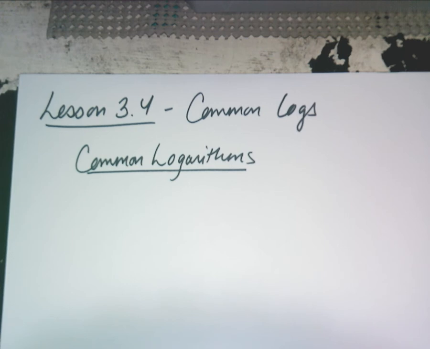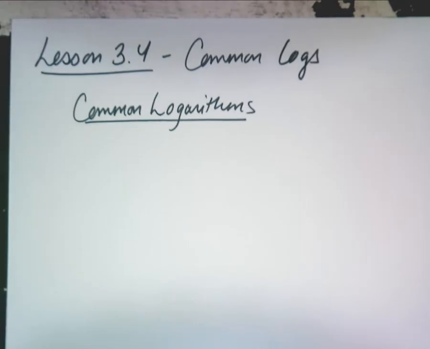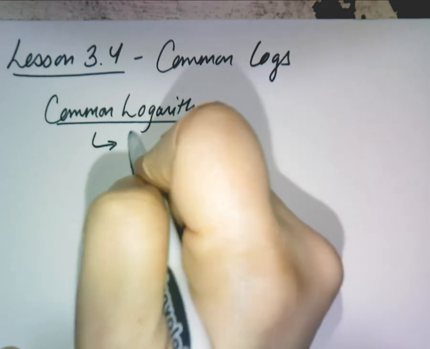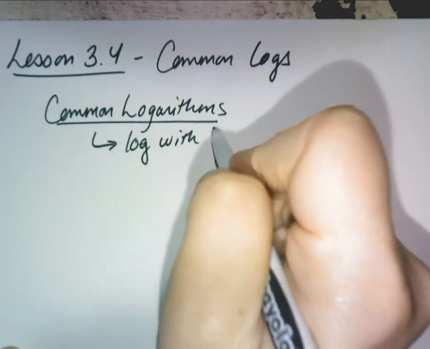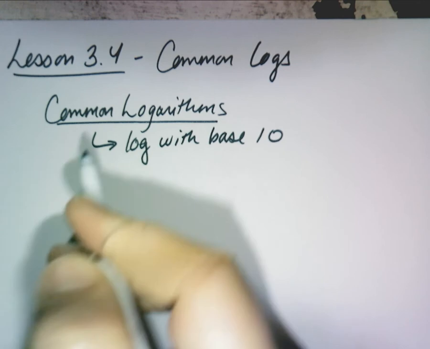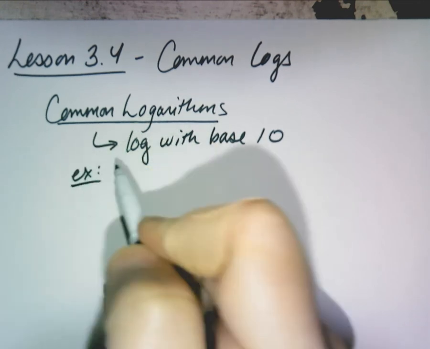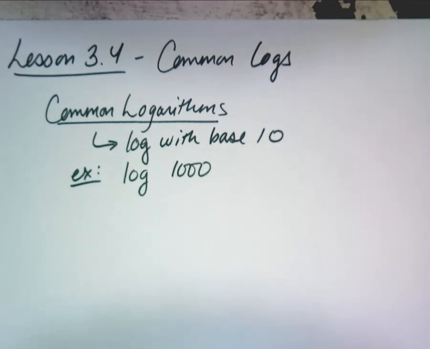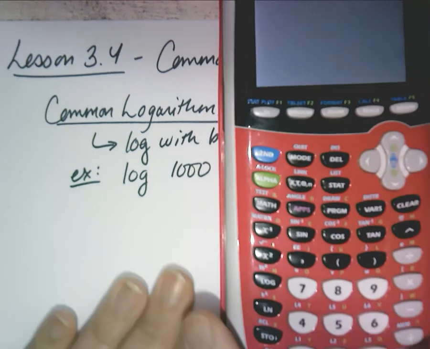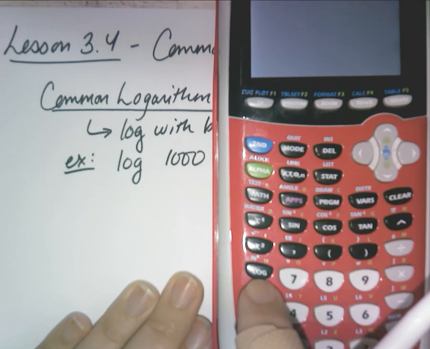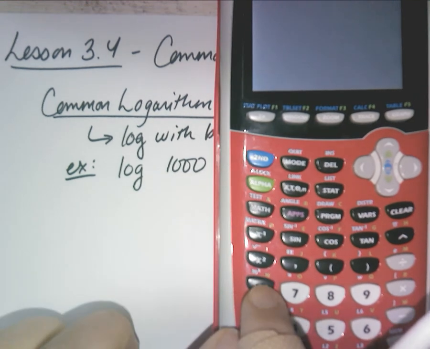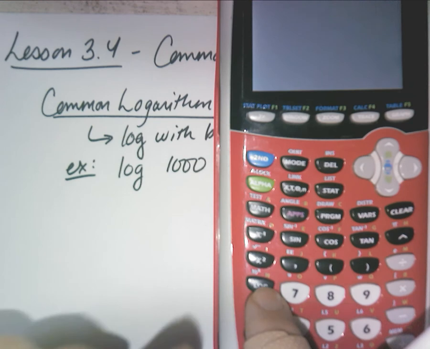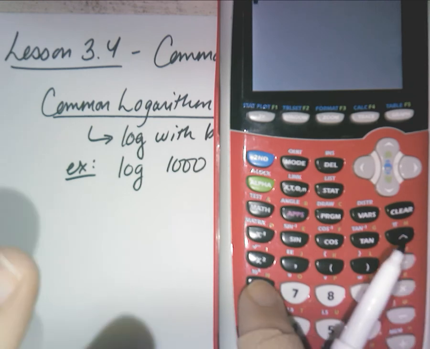Common logs. What is a common log? It is a log with a base 10. Log base 10, okay? So it's written like this, log 1000. It's found in your calculator, and it's actually found in most scientific calculators. It's this button right here next to the number 7 that says log. That log in your calculator is log base 10. It's not base 2, it's not base 3, it's base 10.